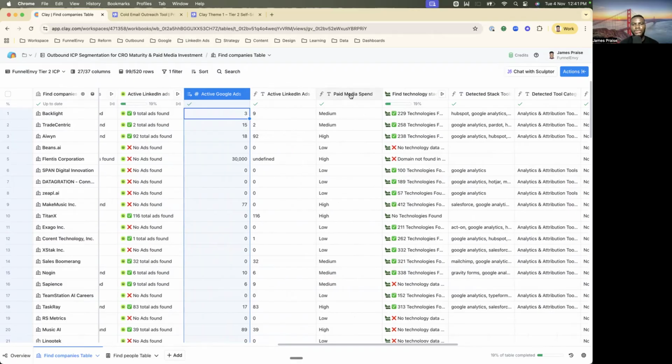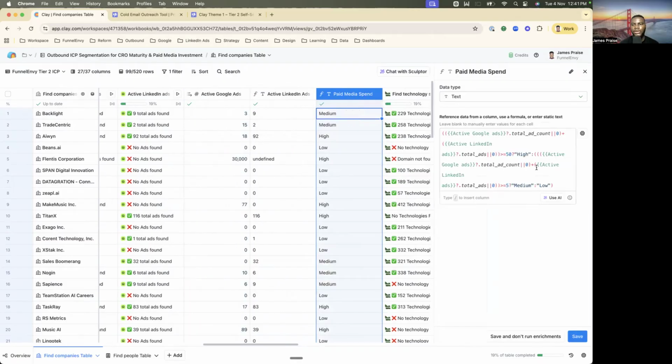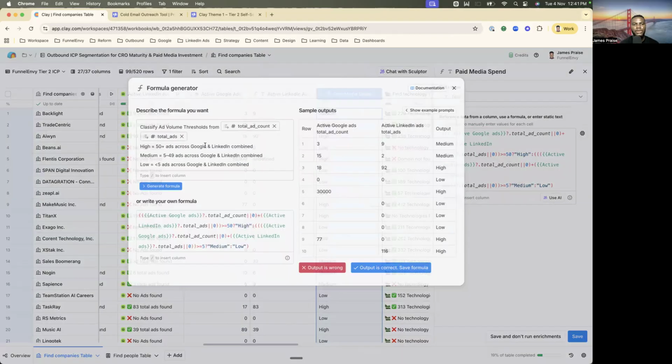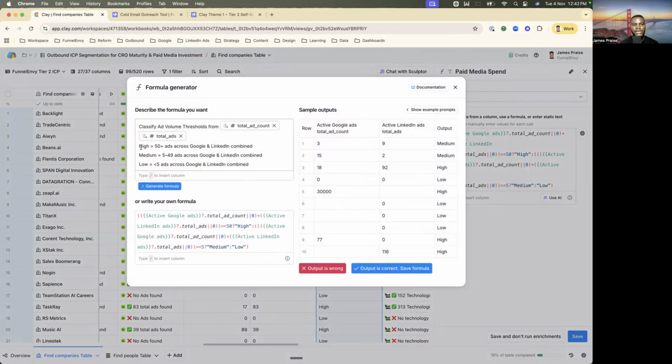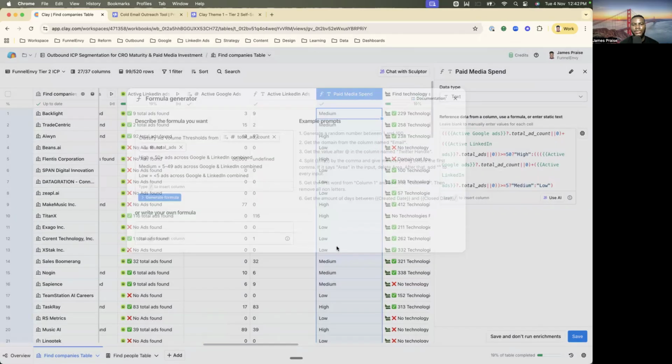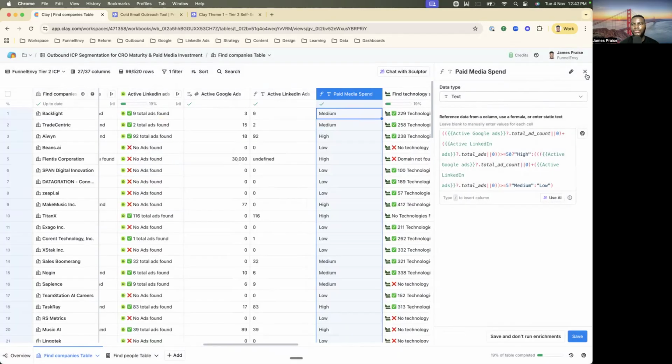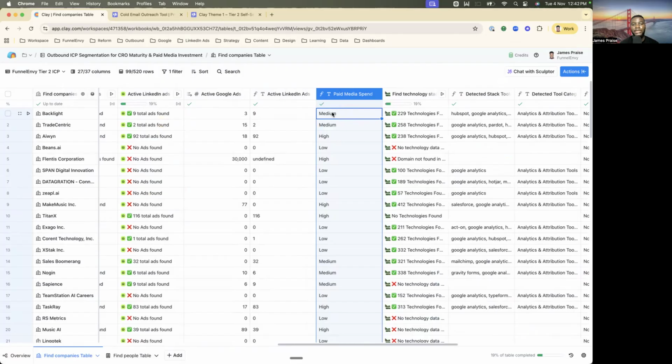So numbers of Google ads active, number of LinkedIn ads active. And then I use this to determine a kind of segmentation criteria depending on the number of Google ads they were running actively at the time. If it was 50 plus, that's high. Medium is 5 to 49, and then it's low if it's less than 5. And this was what gave me all of this categorization of paid media spend.